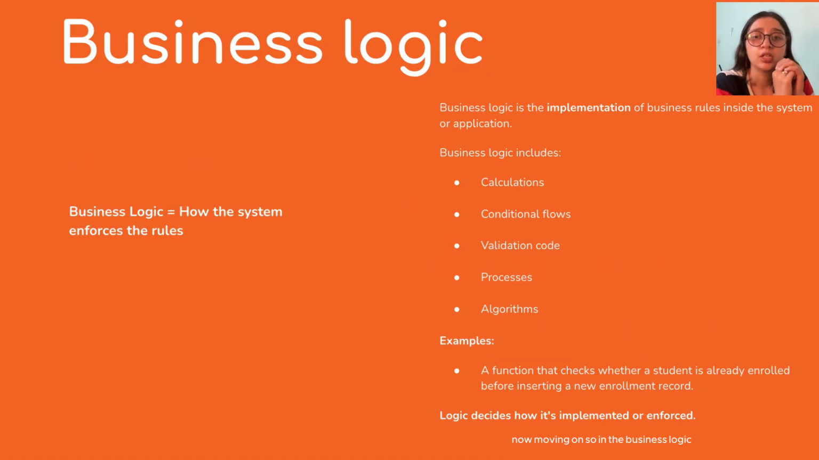Now moving on to business logic. These are certain logics that help your system to act like a system. So you have your rules. Now you want to implement some logic to define those rules. So business logic is simply the implementation of business rules inside a system or application. Business rules define what must be true for a system, and business logic defines how the system enforces the rules.